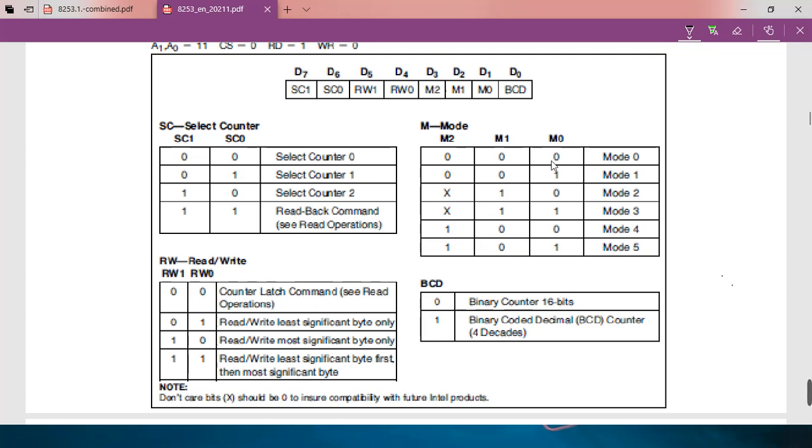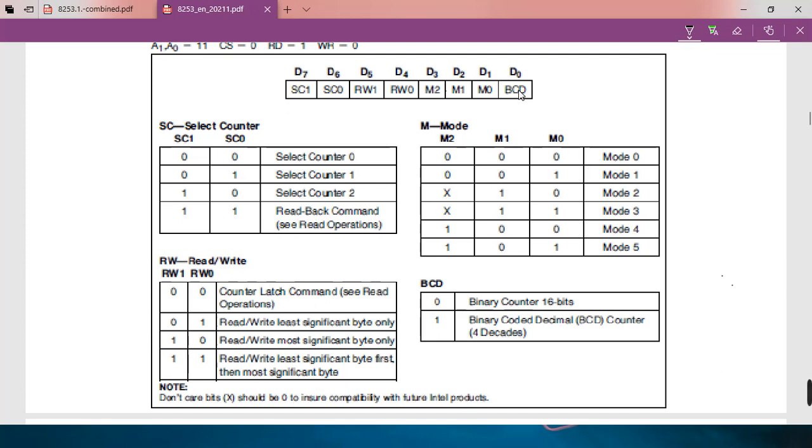So by proper combination of M2, M1, M0, we can select the mode of the timer counter. It can work in mode 0, mode 1, mode 2, mode 3, mode 4 or mode 5. Now the last digit of the control word is BCD. It means the timer or counter can work either as a binary counter, or as a BCD counter.